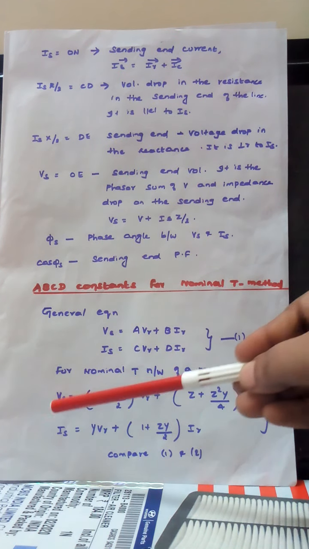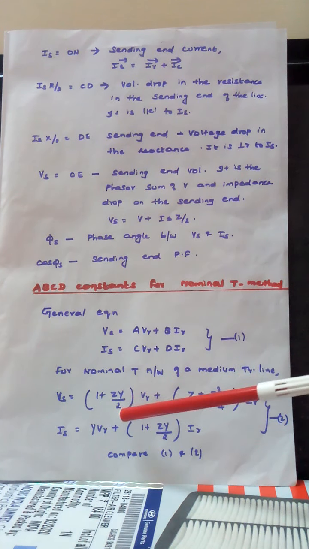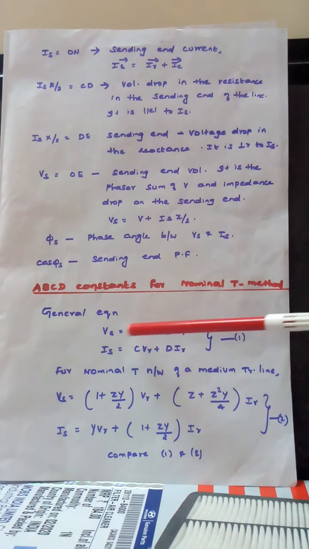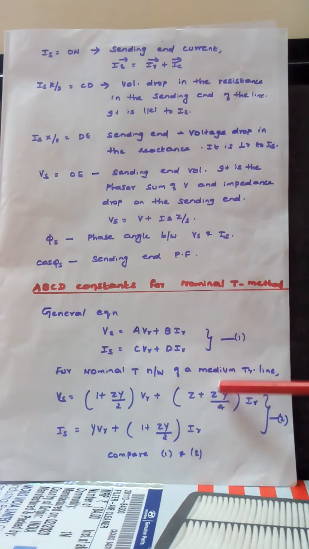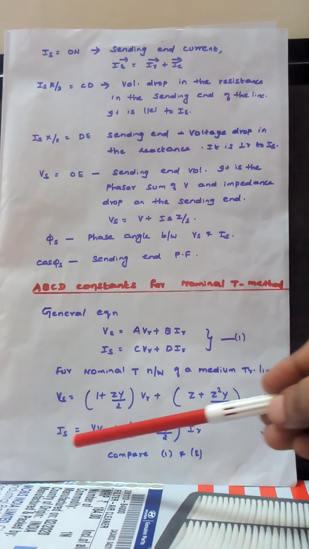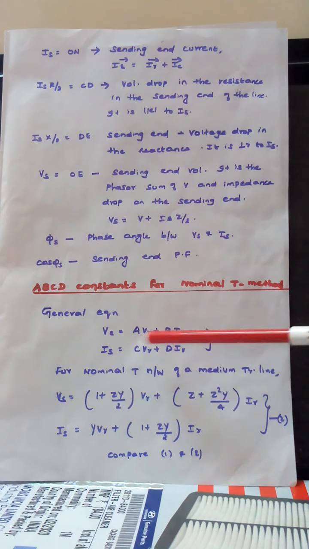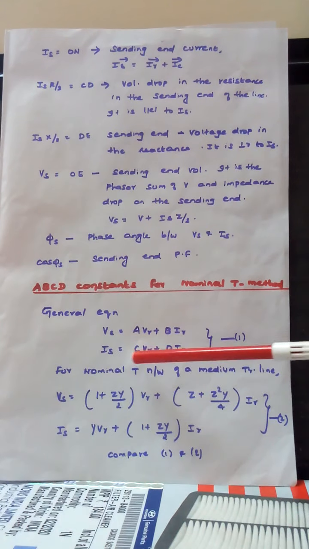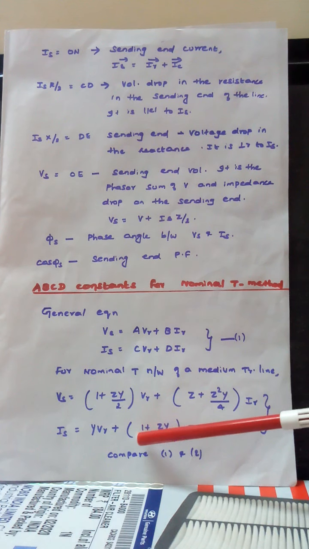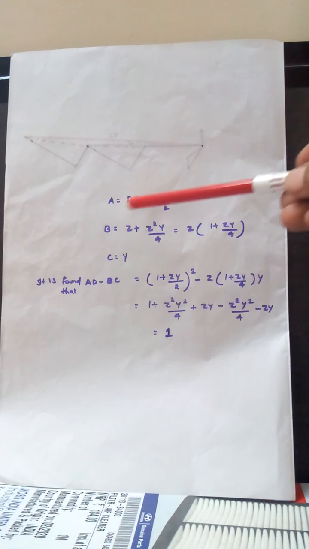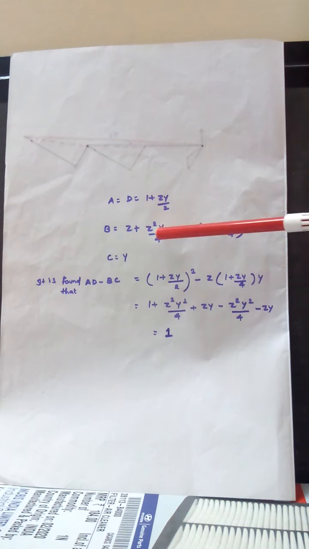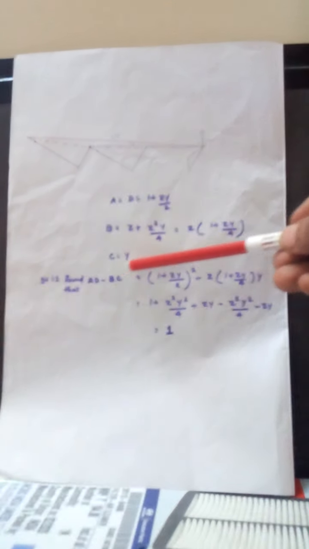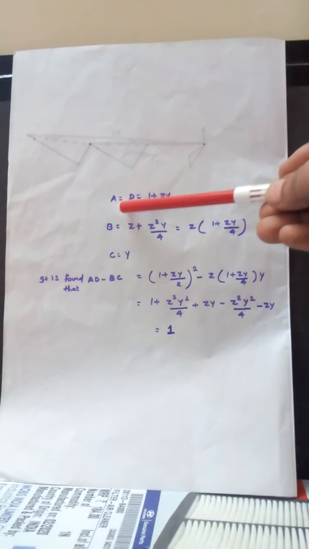If we are comparing the first equation, Vs equal to, we are getting 1 plus ZY by 2 into VR. So the A value we are getting as 1 plus ZY by 2, and the B value we are getting as Z plus Z square Y by 4, and Is equal to, we are getting this equation. If you are comparing with your general equation, C equal to Y and D equal to 1 plus ZY by 2. So we are getting A equal to D equal to 1 plus ZY by 2, and B equal to Z plus Z square Y by 4, and C equal to Y, correct? So you are getting A equal to D.